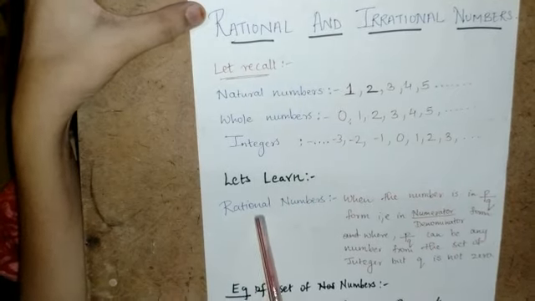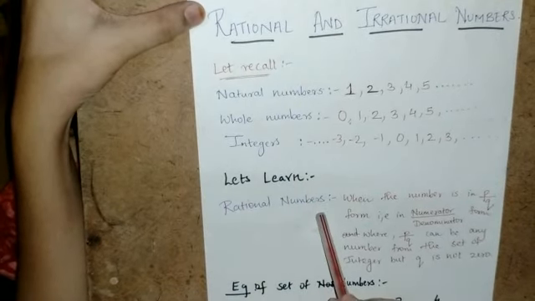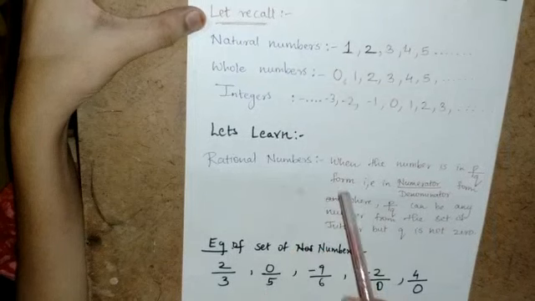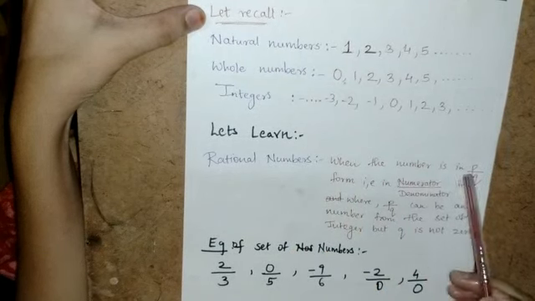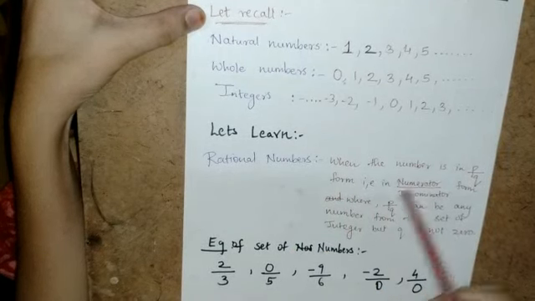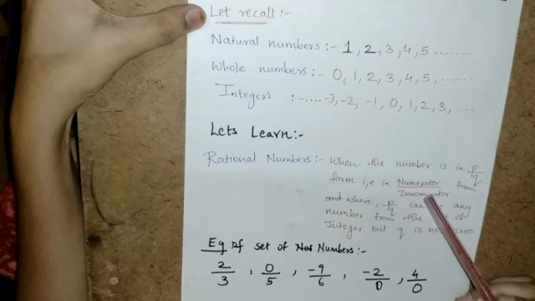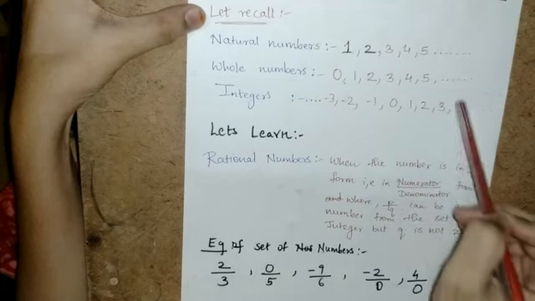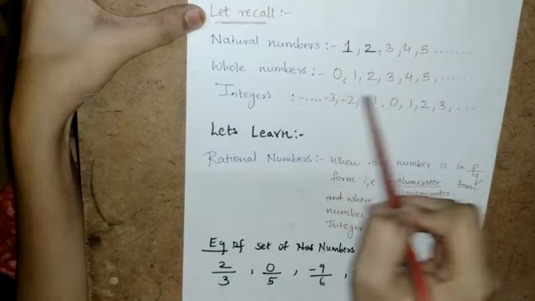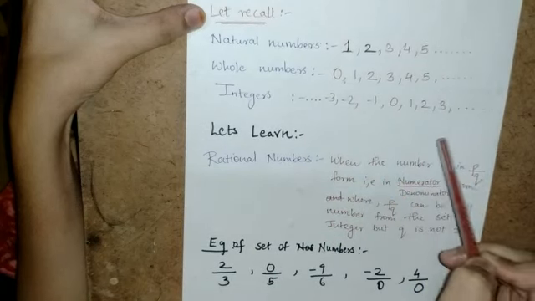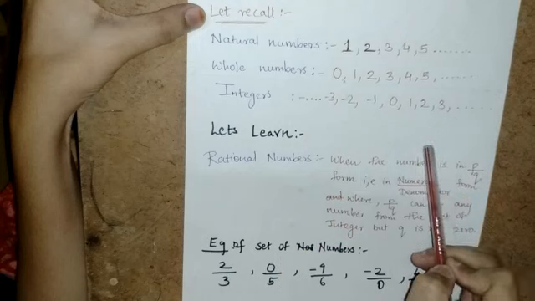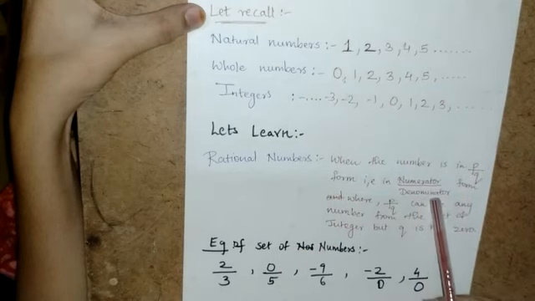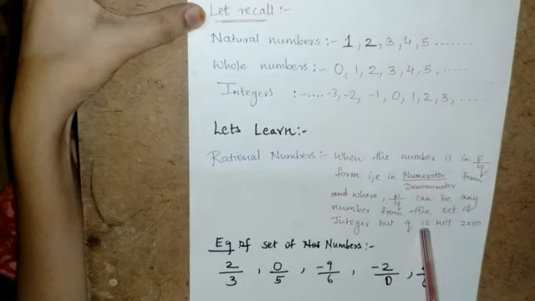Now, what is a rational number? Let's learn. When the number is in p by q form, that is in numerator and denominator form, where the numerator and denominator can be any number from the collection of integers. The only thing we have to remember is that the denominator should not be equal to 0.